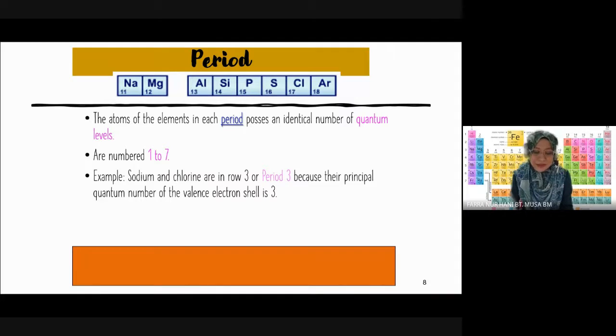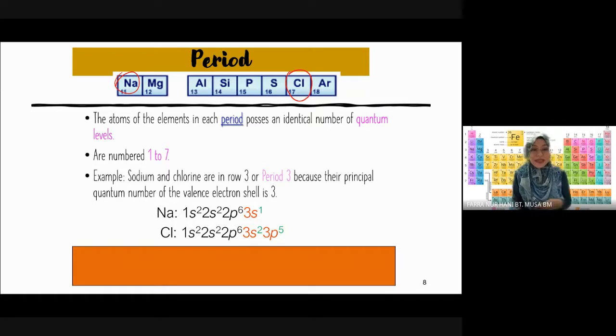Okay, so atom of the elements in each period possesses an identical number of quantum levels, ataupun boleh kata shell lah. Okay, so they are numbered 1 to 7. Okay, for example, sodium and chlorine. This is sodium and chlorine. Okay, they are in row 3 or period 3 because their principal quantum number of valence electron shell is 3.